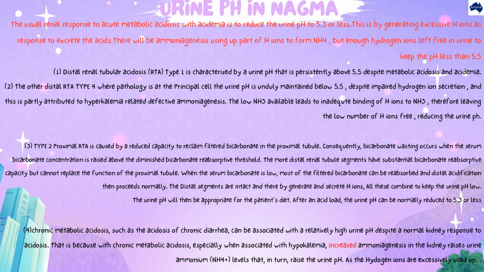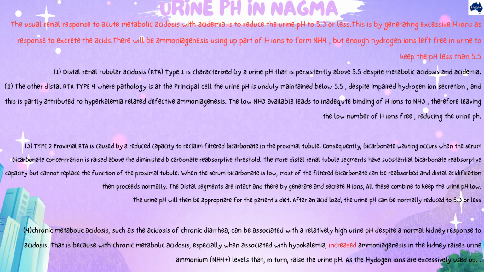As we discussed previously, in distal type 1 RTA, despite acidemia, you have a urine pH above 5.5. This is due to a defect in hydrogen ion secretion by the alpha intercalated cells. You don't have hydrogen ions, thus your pH is on the higher side.